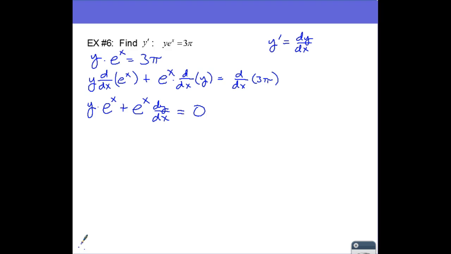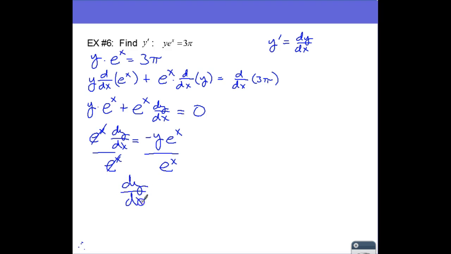I want to solve this for dy/dx. So let me go ahead and subtract y e to the x from both sides. And I have e to the x dy/dx is equal to negative y e to the x. Now we can divide both sides by e to the x. E to the x is canceled. dy/dx is equal to negative y. And that is our y prime.